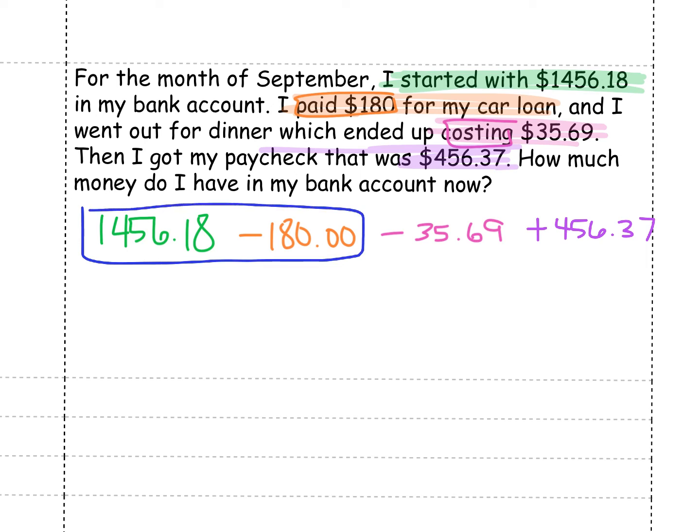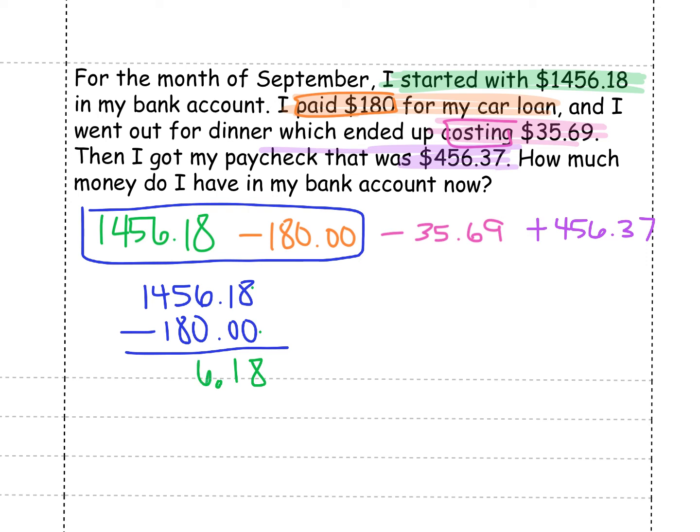It's just a normal subtraction problem. But remember, stack it. 1, 4, 5, 6. Decimals need to line up. 180, 0, 0. Line up the dot, and we are subtracting. But now, let me help you get started. 8 minus 0, you don't have to borrow. That's 8. 1 minus 0 is 1. Leave my decimal. 6 minus 0 is 6.